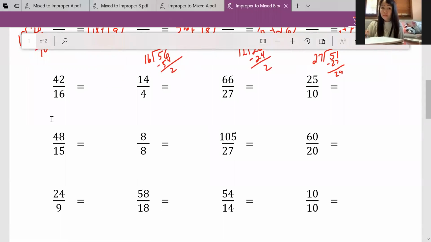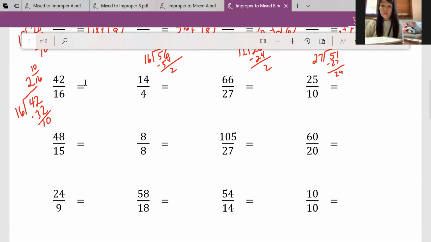Let's look at 42 over 16. 16 is my divisor. 42 is my dividend. Okay, how many times will 16 fit into 42? If we try 3 times, that would be too much. I think twice. So 2 times 16 is 32. 42 minus 32 is a remainder of 10. So this would be 2 and 10 over 16.